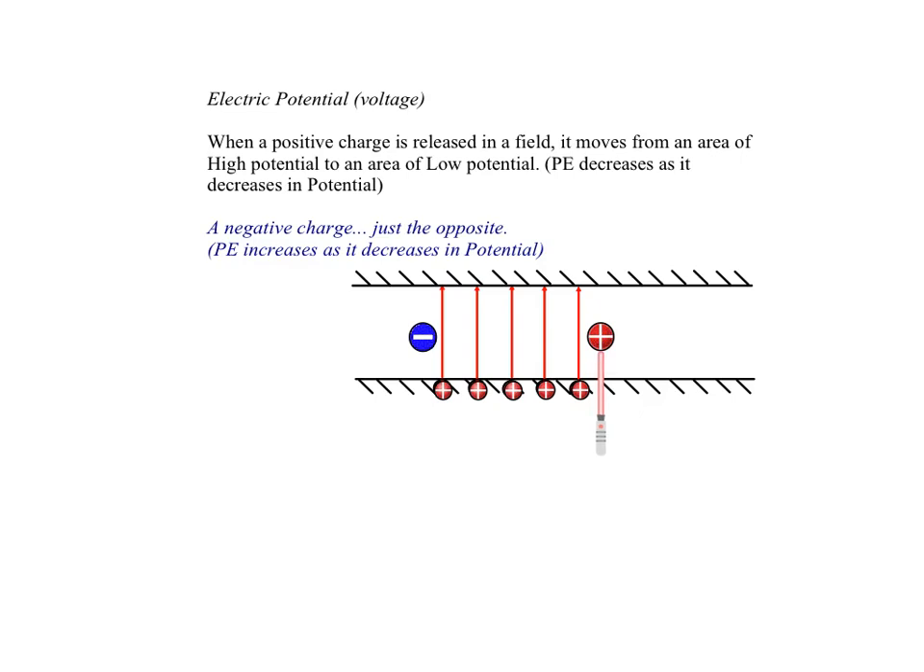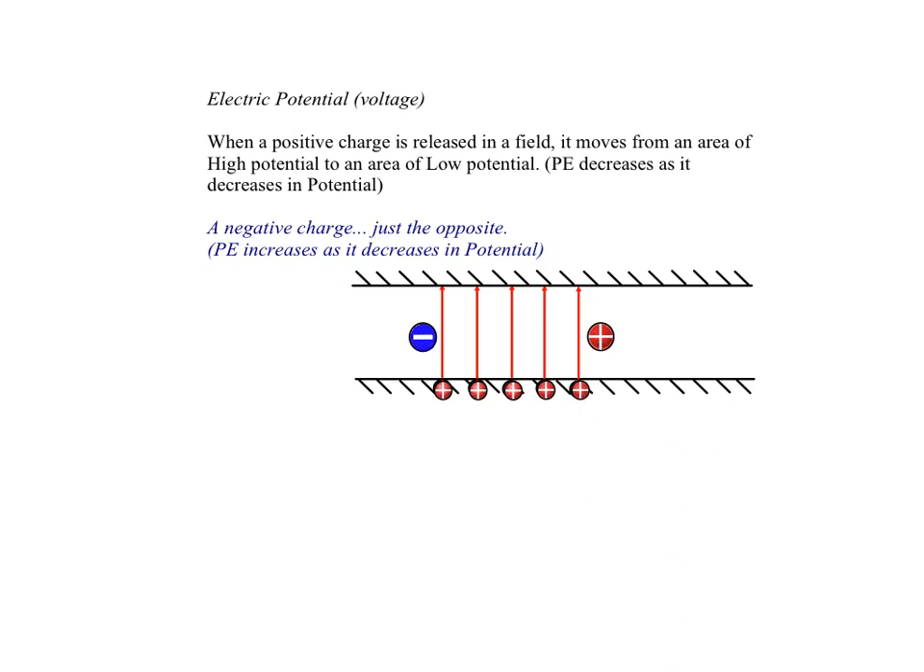So if I took this positive charge and I put it in the field and I let it go, it would get pushed upwards by the field. So we say that when a positive charge is released in a field, it moves from an area of high potential to an area of low potential. What that means is that the voltage over here is larger than the voltage over here. The closer you are to the source of the electric field, the beginnings of those lines, the higher the voltage you're at.